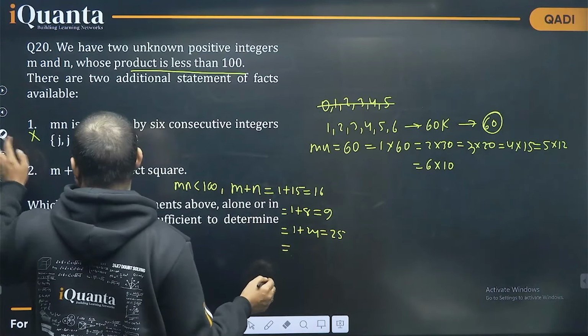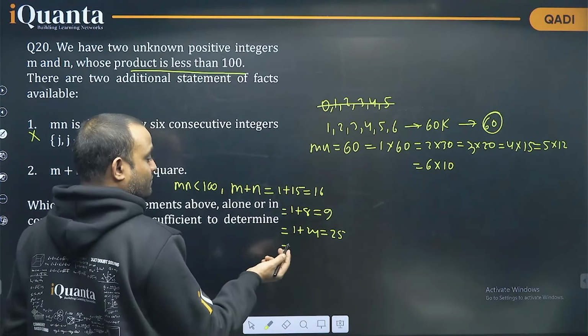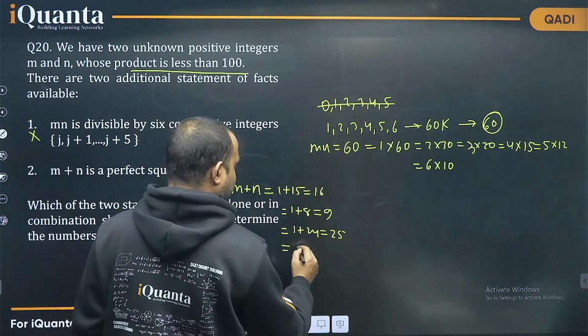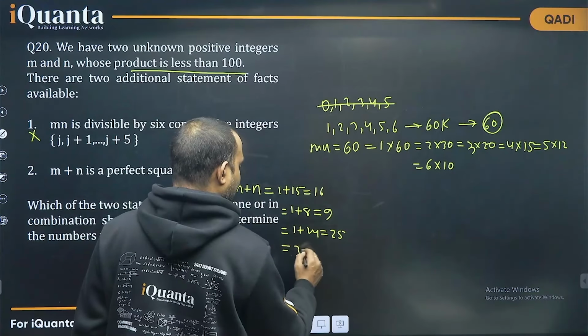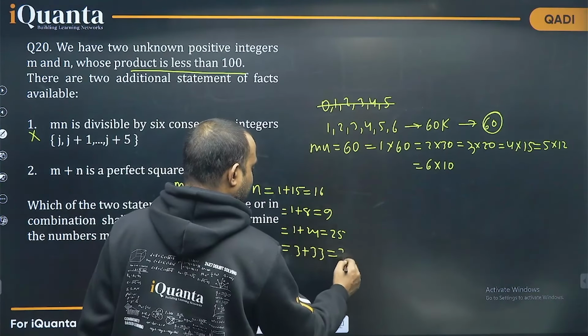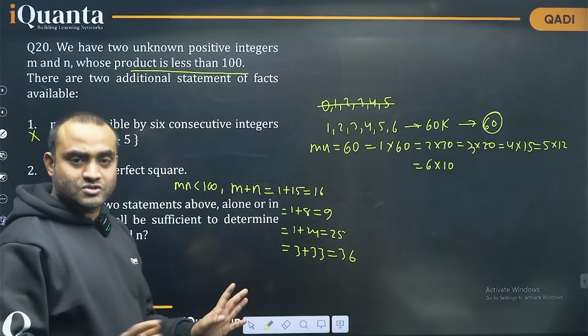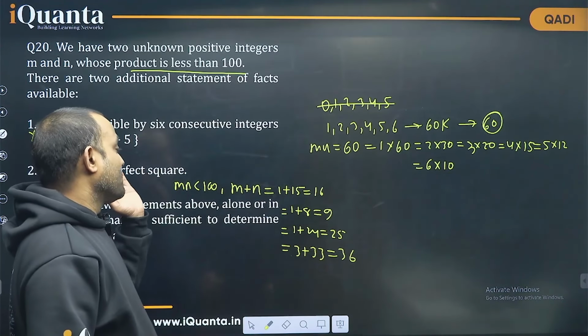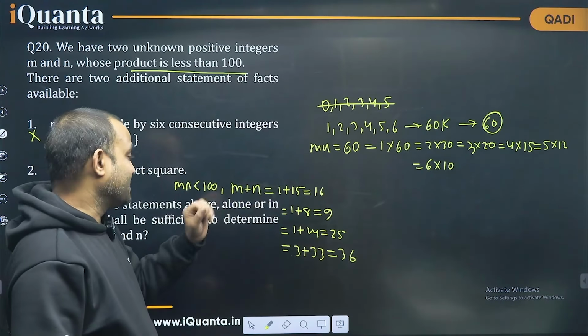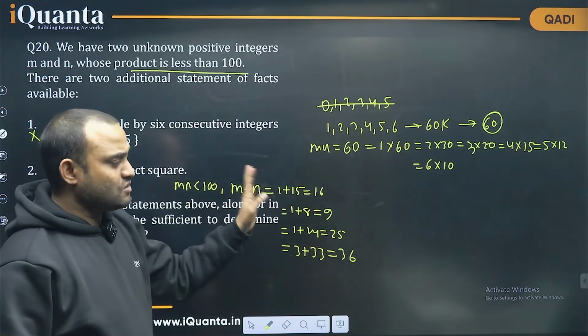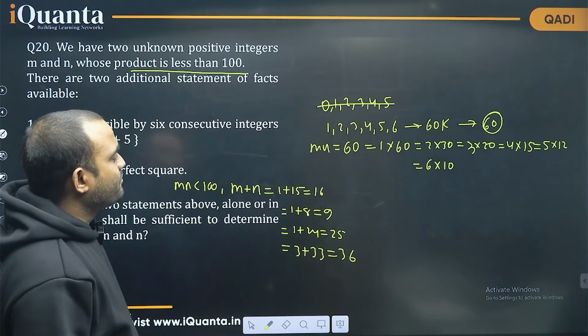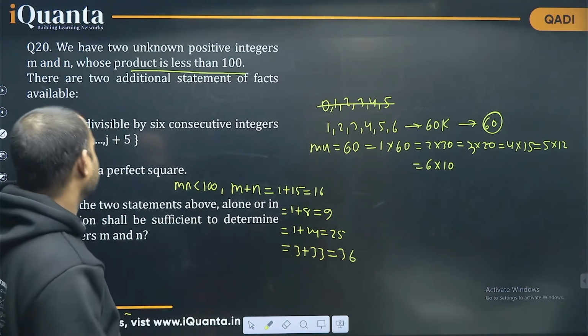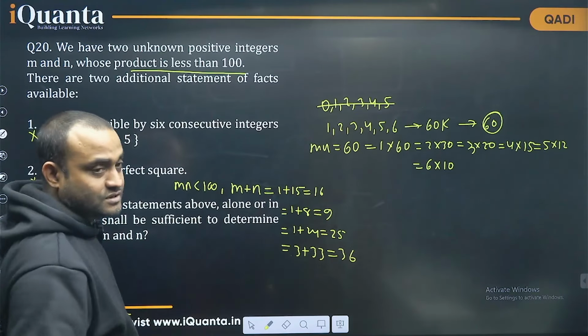The product should be less than 100, right? So there could be multiple possibilities. 3 into 33 as well. So 3 plus 33 is 36. So lots of pairs m and n are possible whose product is less than 100, but their sum is a perfect square. Lots of possibilities. So this statement alone is not sufficient to answer the question.